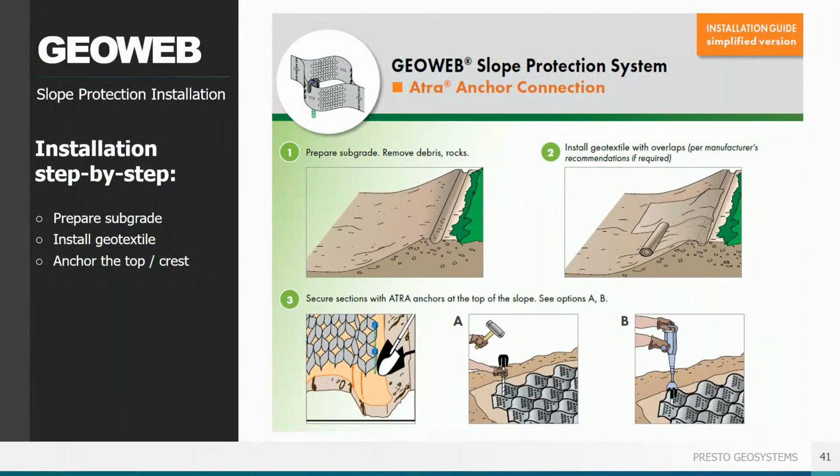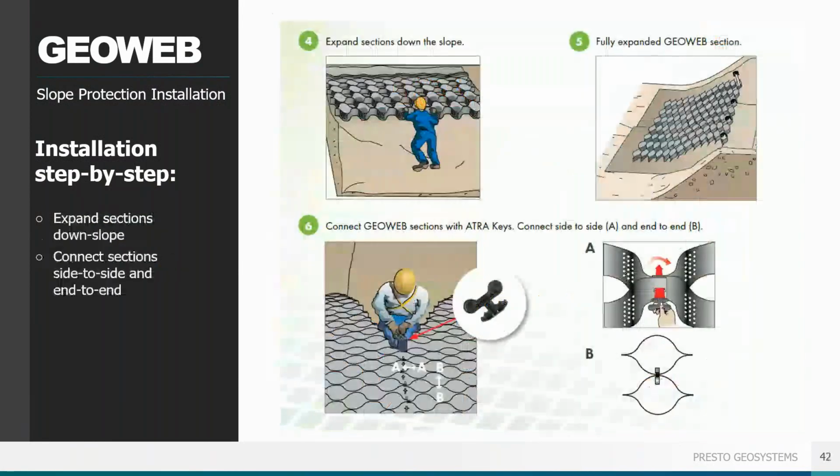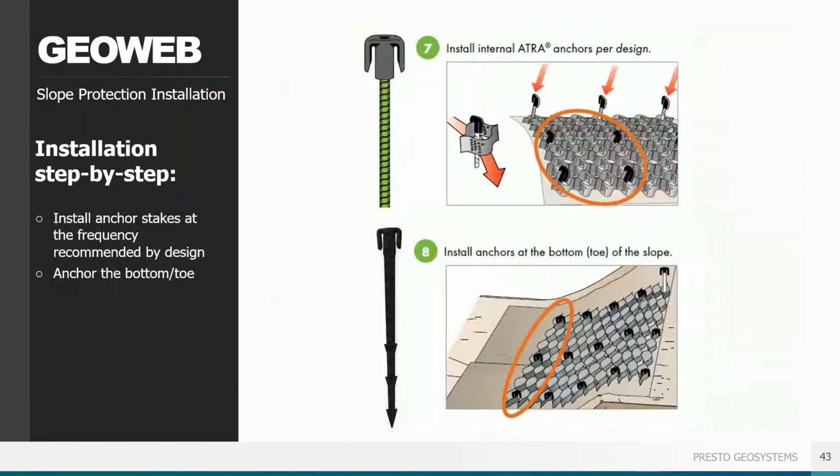First, we have a quick overview of the installation process, and this is for a slope system with anchor stakes. First, prepare the subgrade, install a geotextile if it's part of your design from crest to toe, then anchor the GEOWEB at the crest. Again, pay attention to that horizontal turn at the top. Expand the sections down the slope, connecting side to side as possible on the crest and the remainder on slope. Continue installing your anchors at the frequency recommended by design, and again at the toe of the slope.